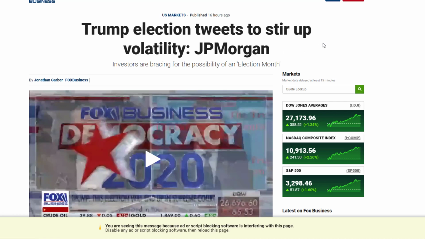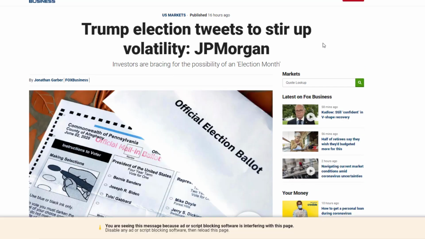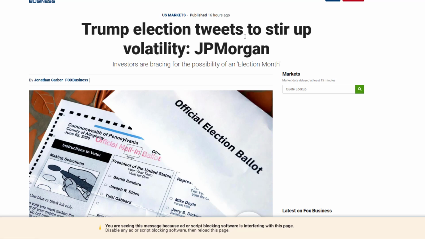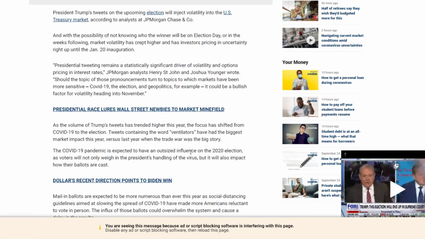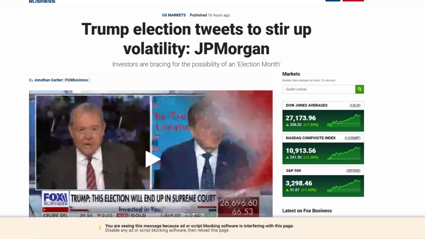Another thing that could be a bit of an X factor this time around is that in this election period, we may see tweets or Twitter becoming a thing that's going to stir volatility. So JP Morgan have of course said this, but we've seen it before where Trump has said certain things on Twitter and it's moved the markets between 1% to 2% quite quickly. Expect more of that volatility over the next month.